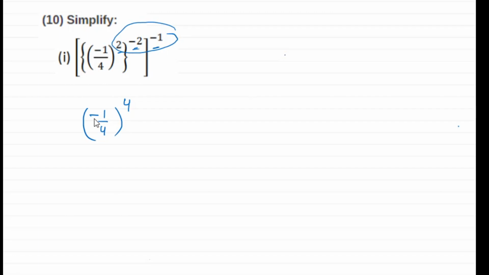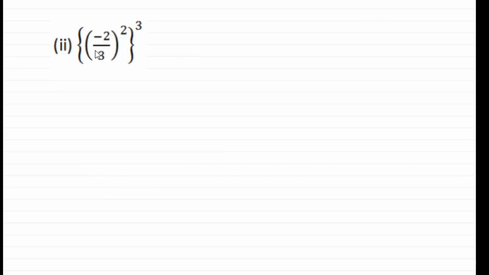So your answer will be, you have to multiply this 4 times, so it will be -1 into -1, 4 times, and the denominator 4 will come again 4 times. So your answer will be 1 divided by 16 into 16, 256. So that's your answer. So you have to solve these type of questions in this way.